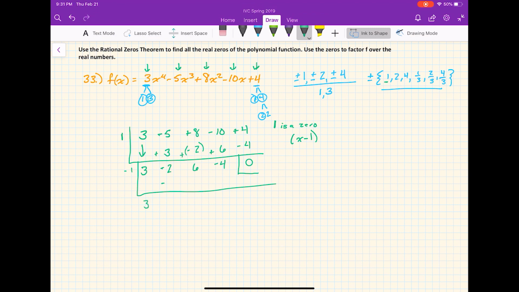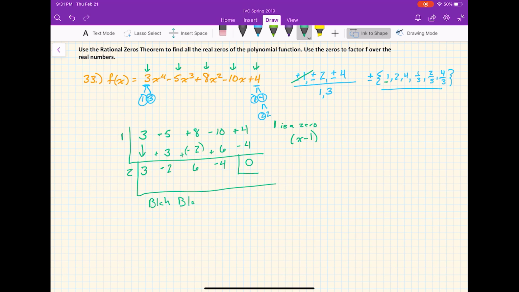And of course, I bring this 3 down again. So I get negative 3, add those together, and I'm going to get negative 5. And then that is going to be negative 1. I did that a little wrong, but I know this isn't 0 anyway. Negative 1 times negative 5 should have been 5. But anyway, that wasn't going to work out to 0. So I'd move on to the next one. Now let's move on to positive 2.